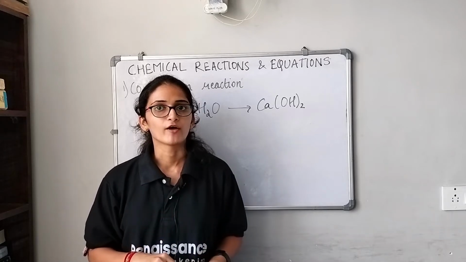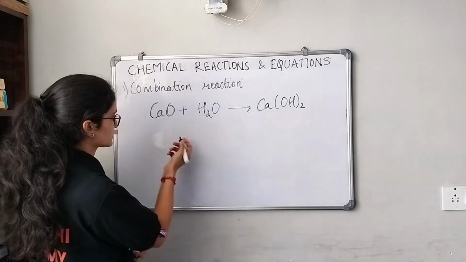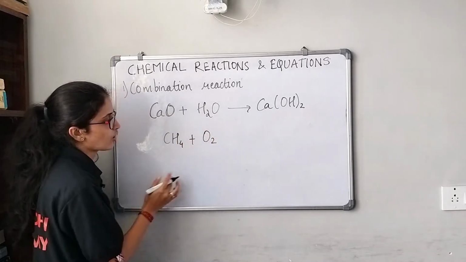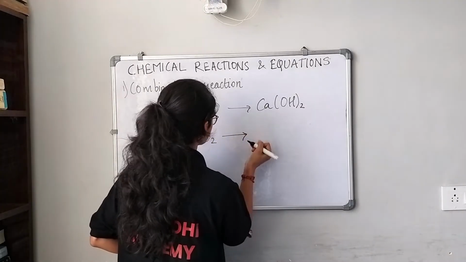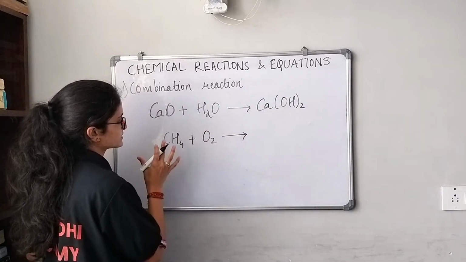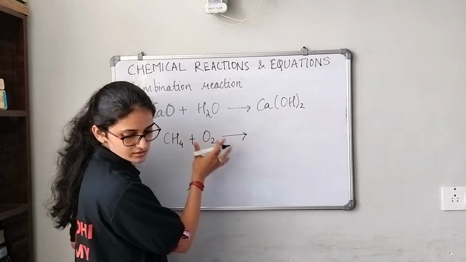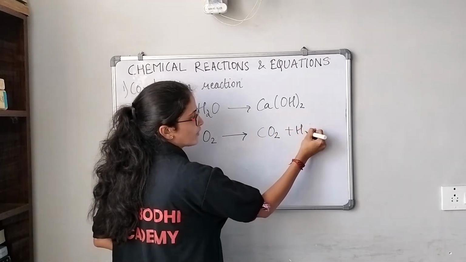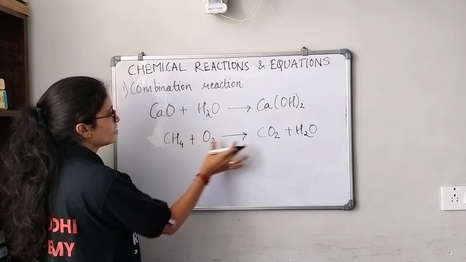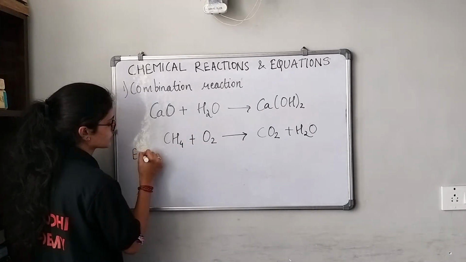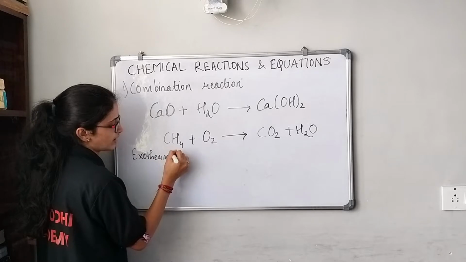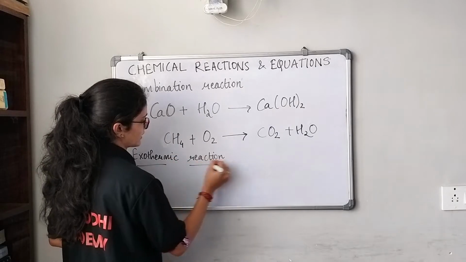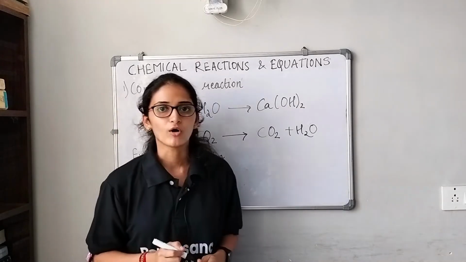For example, we have the burning of natural gas. Now what is natural gas? It is methane, right? So when methane is burned, it is reacting with oxygen. When methane, that is CH4, is burned with oxygen, what are we getting? We are getting carbon dioxide plus water. So this is an example of what reaction? Exothermic reaction, and which comes under combination reaction. So this was all about the combination reaction.